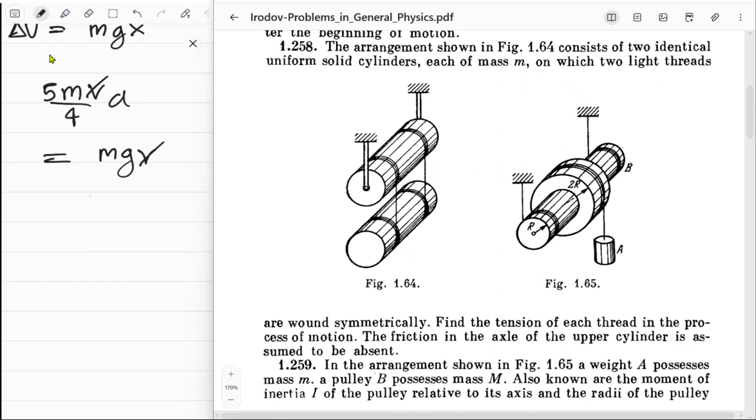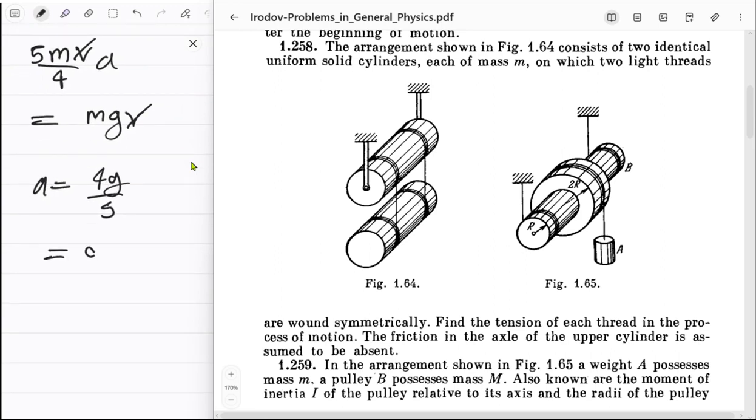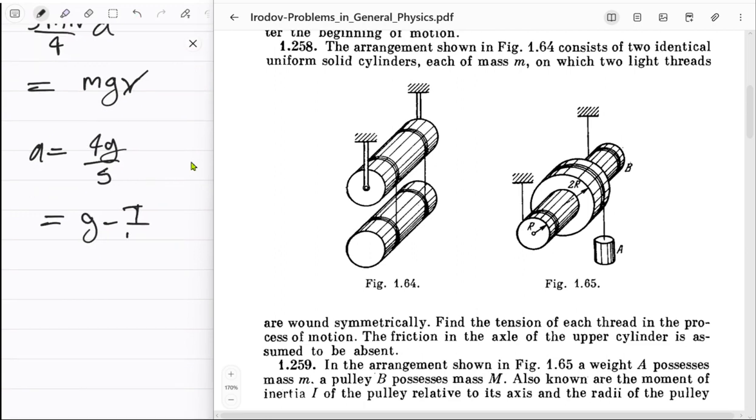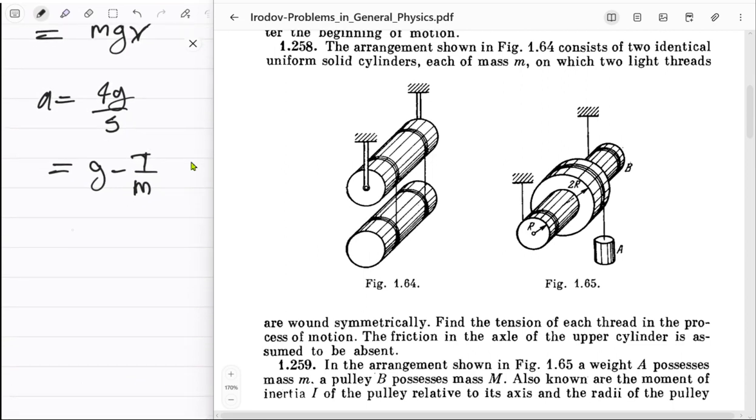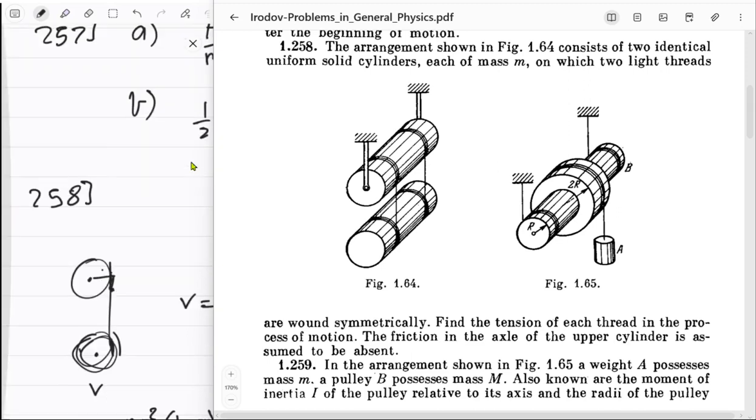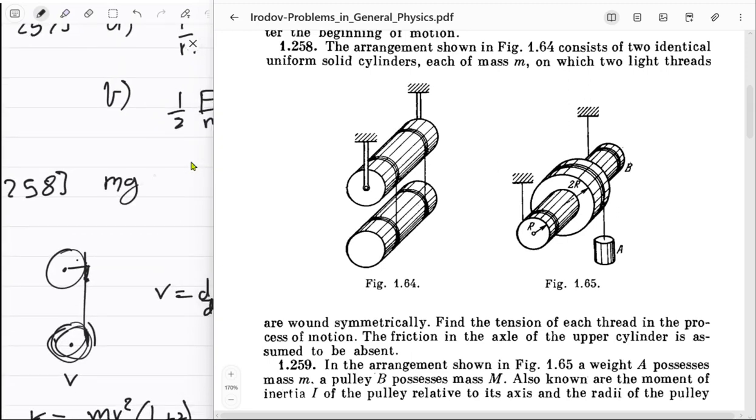So the acceleration for this guy is basically just 4g upon 5, and this is just equal to g minus the tension, so the combined tension basically upon the mass of this guy, right? So T upon m is just equal to 1/5 of g. So the combined tension is just mg upon 5. So the individual tensions are just mg upon 10. There we go. You've got mg upon 10.